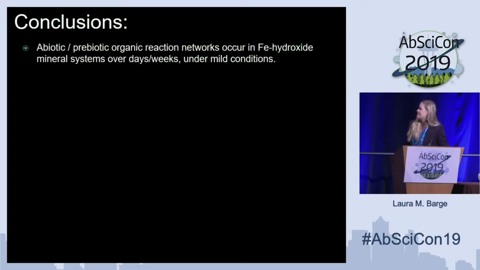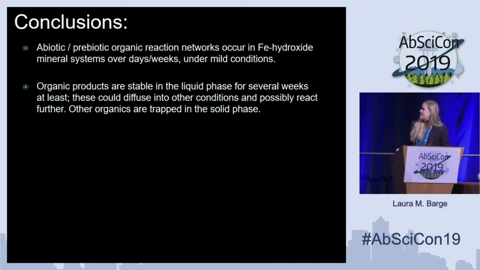So in conclusion, these abiotic or prebiotic reaction networks occur in these iron mineral systems, and it happens on a short time scale, days to weeks, and under fairly mild conditions. There's nothing super crazy here. It's like 50 to 70 C, pH 7 to 10. And so we do see products forming. The organic products formed are stable in the liquid phase. We don't see these degrading or decreasing over time. And they could, in theory, if you had a porous medium like a sediment column, diffuse into other conditions in that gradient to continue to react.